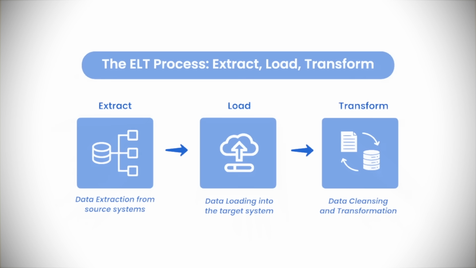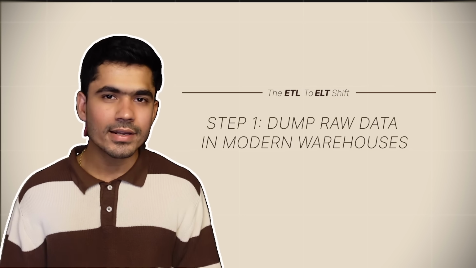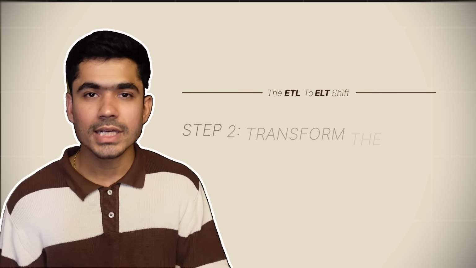So companies thought, why transform data before loading it? We can directly load our data onto the data warehouse and then write our transformation logic. And this is how ELT was born. So instead of doing extract, transform, load where you transform your data before loading it into the data warehouse, you will directly dump all of your raw data into the modern data warehouse and then write your transformation job inside the warehouse itself. Now the extraction and loading part is quite simple. You can use any tool, directly get your data and dump it into the data warehouse.